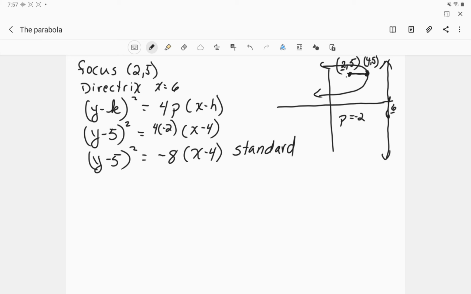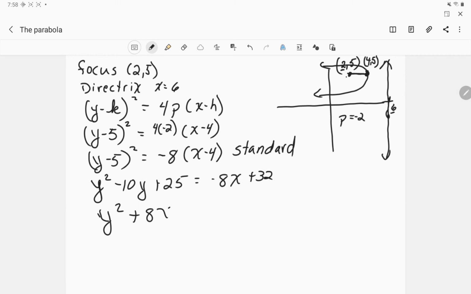Well, that's just a matter of expanding it out. This is y squared minus 10y plus 25 is equal to negative 8x plus 32. Move everything over to one side. I have y squared plus 8x minus 10y, and 25 minus 32 is minus 7 is equal to 0. And there I have it in general form, okay?